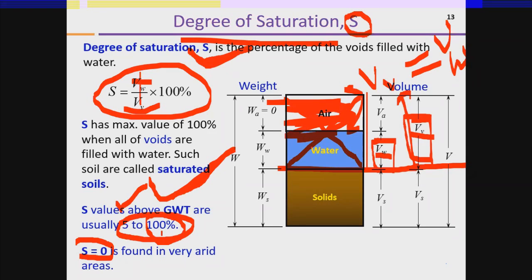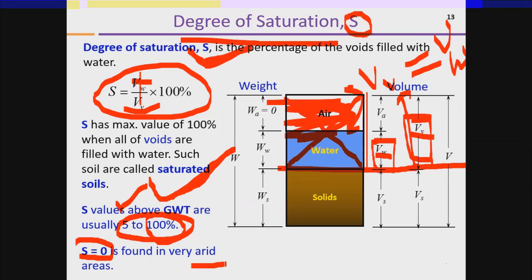S values above the groundwater table are usually from 5 to 100%. In this range, the value of the degree of saturation will lie when you are talking about soil above the groundwater table. But if you are dealing with the soil below the groundwater table, then the degree of saturation will be equal to how much? 100%, because all of the air will be filled with water.